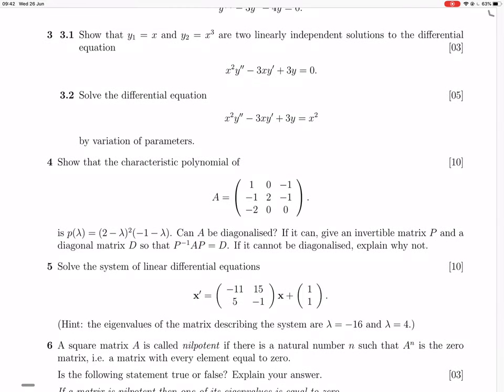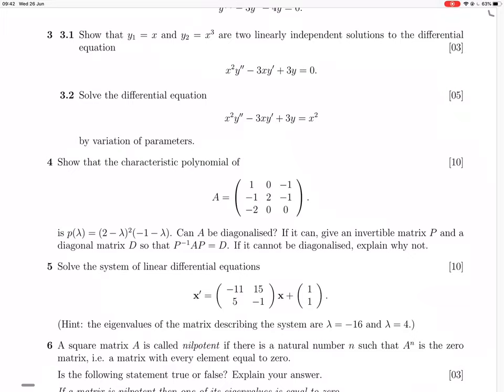Question 4. We need to verify that this is the characteristic polynomial of that matrix. So one way to do that would be to calculate the characteristic polynomial just in a normal way from A, and hopefully it'll come to whatever they say it is. Is there a different way of doing it? Is there a way of verifying it without actually doing calculation?